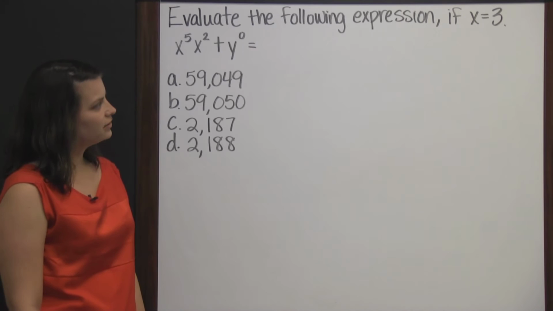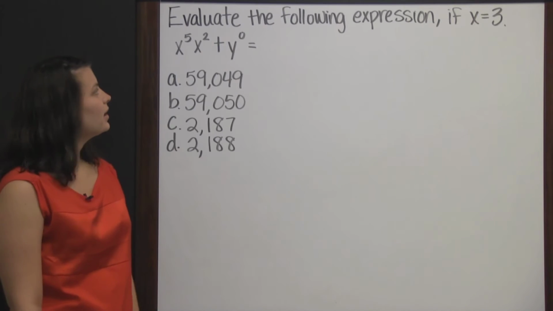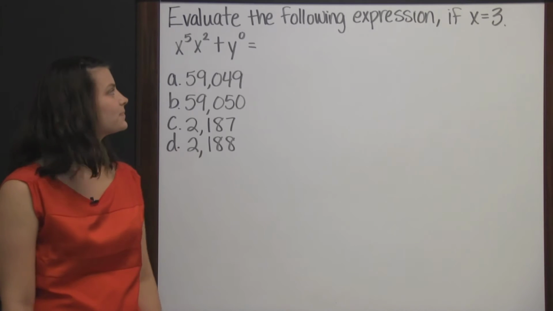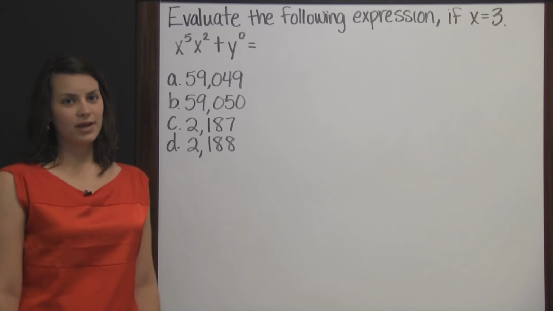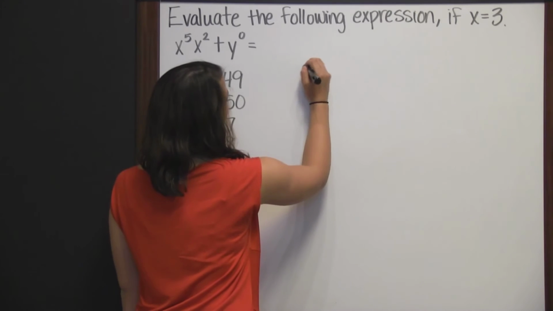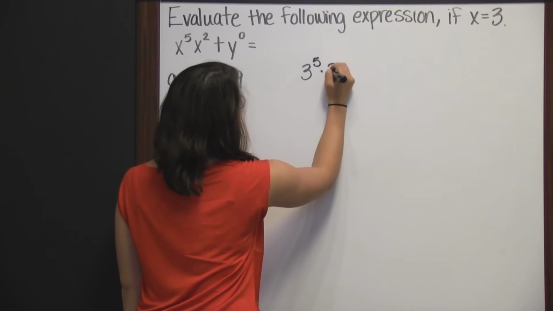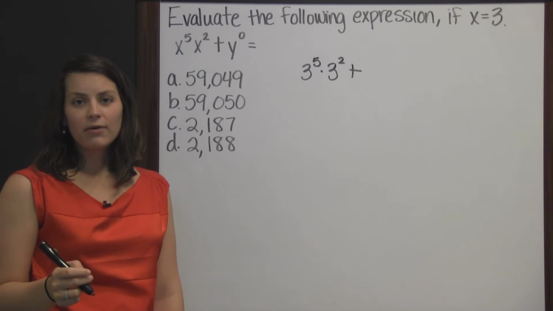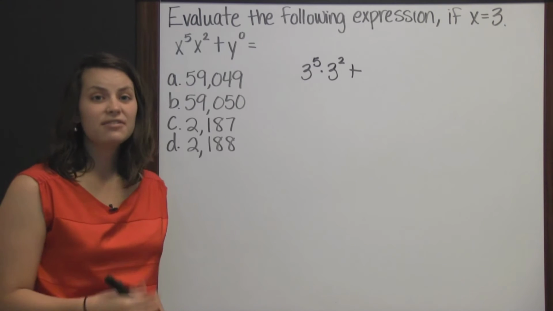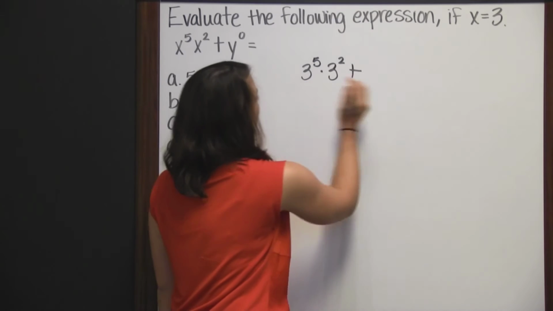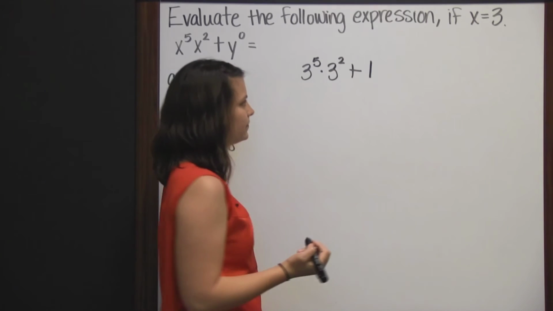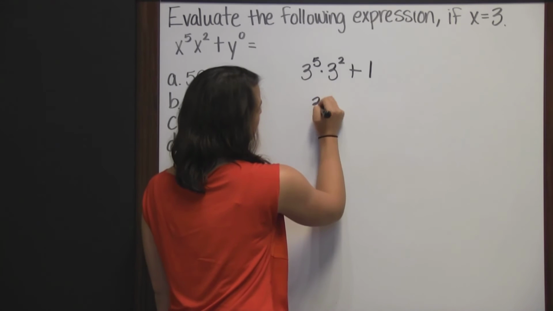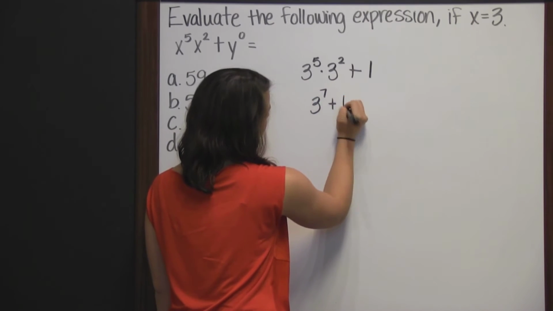Evaluate the following expression if x equals 3. X to the 5th times x squared plus y to the 0 power equals. So first we need to substitute 3 for x. So we have 3 to the 5th times 3 squared plus anything raised to the 0 power. Anything raised to the 0 power is 1. So that's plus 1. 3 to the 5th times 3 squared is really 3 to the 7th power plus 1.